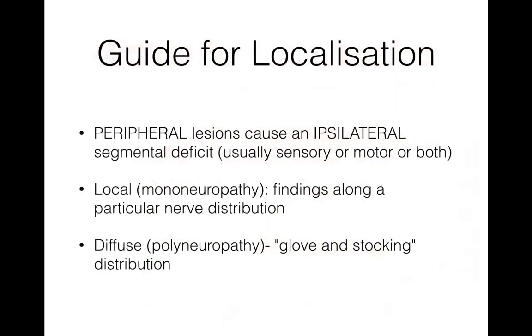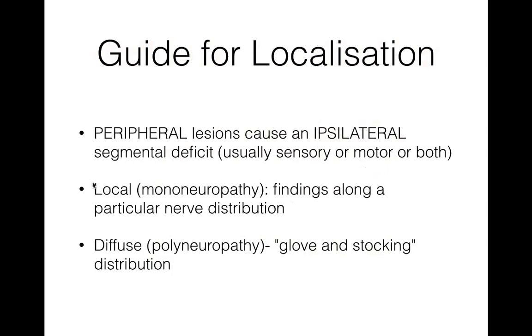So what is our guide for localization if the lesion is peripheral in terms of location? It is said here, peripheral lesions cause an ipsilateral segmental deficit. In other words, it would affect a certain region in the body. So the keyword is region of the body. It could be purely sensory, purely motor, or a combination of both.